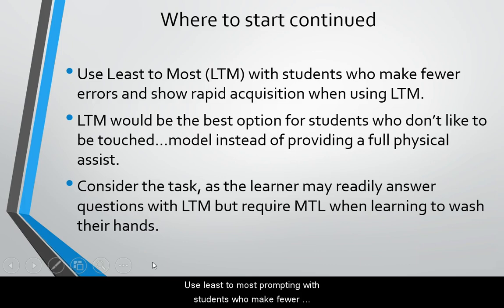Use least to most prompting with students who make fewer errors and who show rapid acquisition when using least to most. Also, you would want to use least to most prompting with students who don't like to be touched. Modeling, picture support, gestures, and asking questions would be better types of prompts to use with students who have autism spectrum disorder or emotional behavioral disorder. Lastly, consider the task for the student. Some learners may easily answer questions with visual supports and modeling, but then require hand-over-hand support to learn the movement for a gym or movement activity.